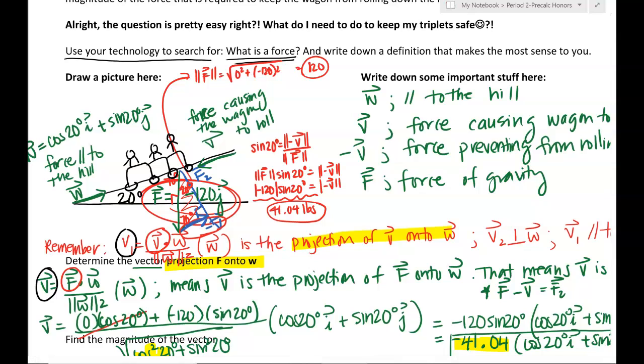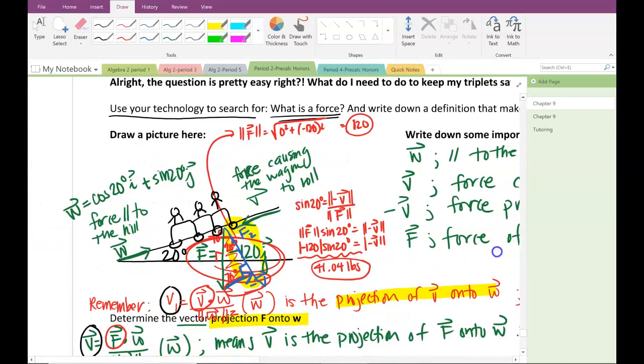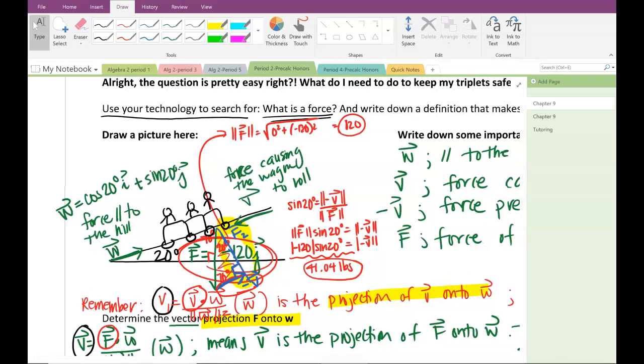Now, what if in your homework it asks for the perpendicular vector? You can go further and find the perpendicular vector. And remember, the perpendicular vector is F2. If we're looking for F2, I can technically use cosine because that's adjacent to 20 degrees. So let's try that. I'm out of space, so I'm going to move to the left here. We are going to do it right here.